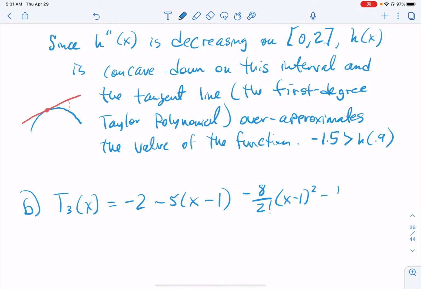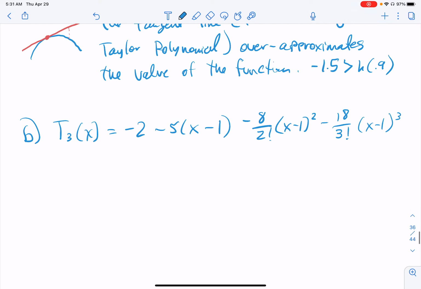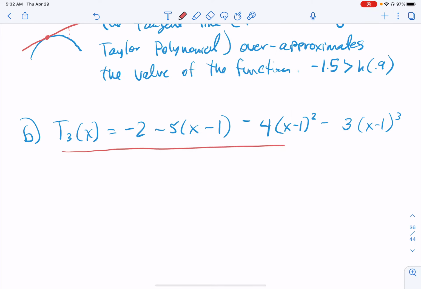Where's the pen go at? 18 over a 3 factorial times x minus 1 cubed. Fantastic. All right, so I might go ahead and clean this up just a little bit. It's not necessary, honestly. 8 over 2 factorial is just 2, so I replace that with a 4. And then 3 factorial is 3 times 2, which is a 6, and 18 divided by 6 is a 3. Oh, that's lovely.